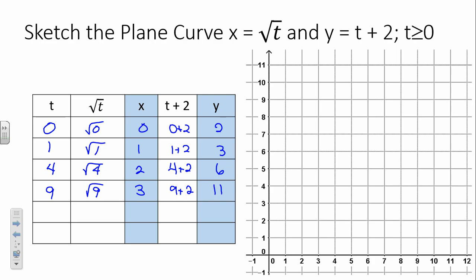So far, so good? All right, so because t could be equal to 0, that means that 0 is in our domain. And so we'll plot 0, 2, closed circle there because of the equal to. And then we have 1, 3. And we have 2, 6. And finally, we have 3, 11.